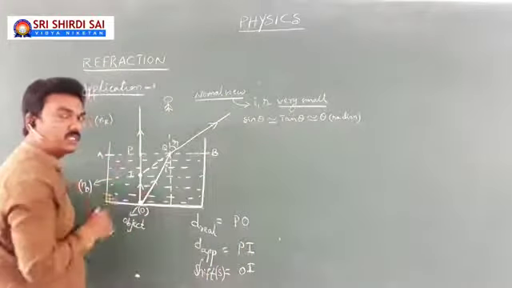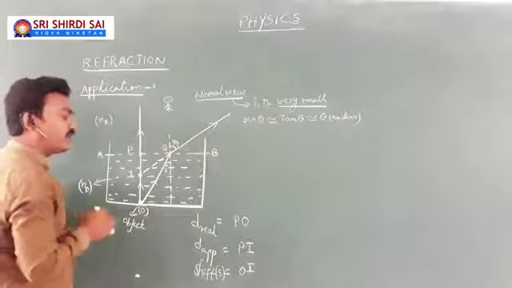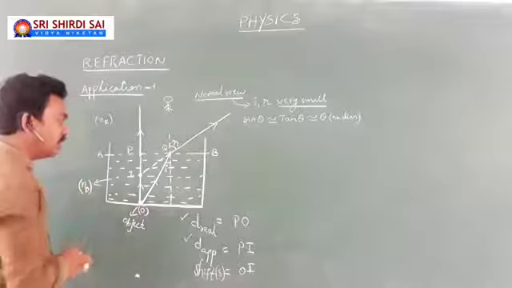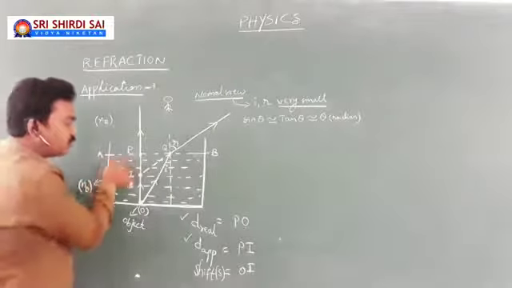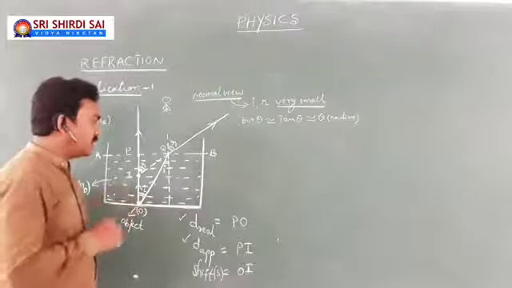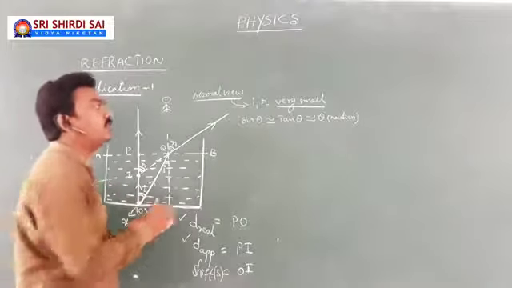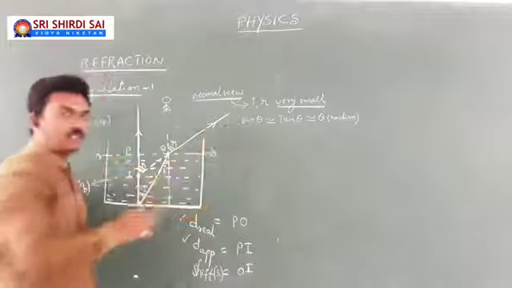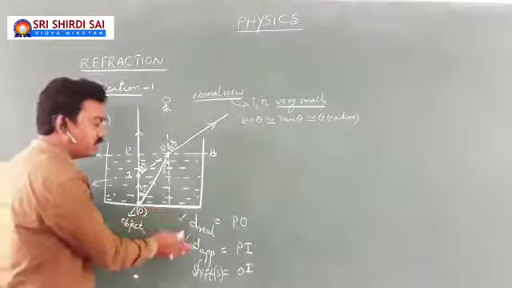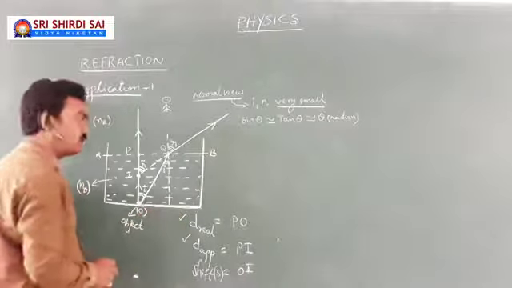Sir, how do we utilize that? Wait. We need a mathematical relation connecting the real distance and apparent distance. Here the real distance means P to O, apparent distance means P to I. Now let us talk about the concept of Snell's law, to get the relation between real distance and apparent distance. What is Snell's law?